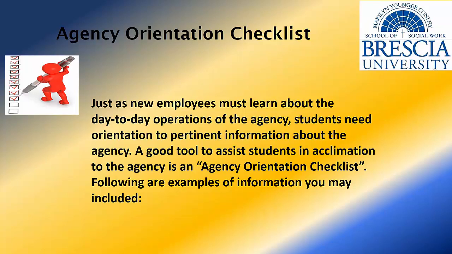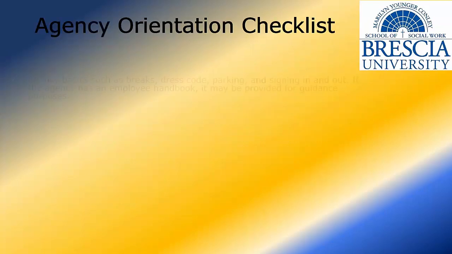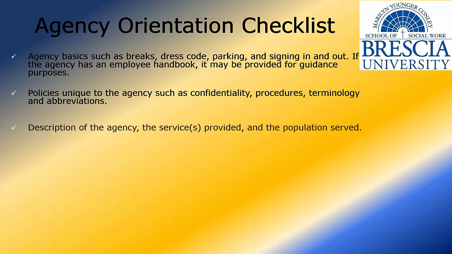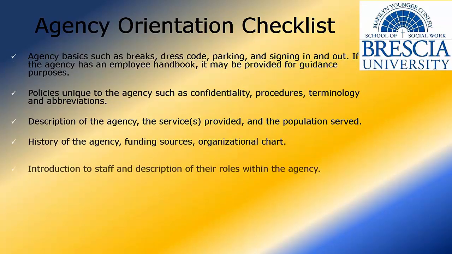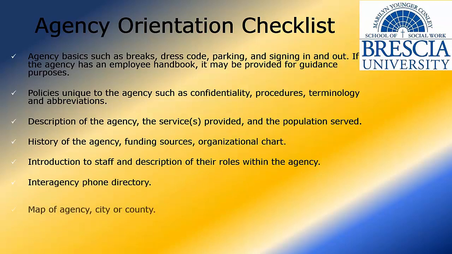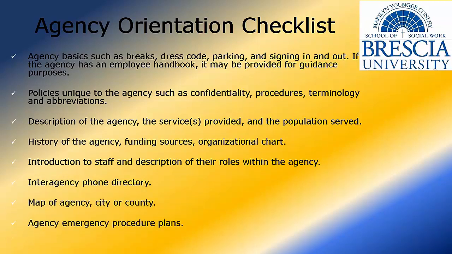One item that can assist students in acclimating to the field agency is an agency orientation checklist. Items that may be included on the checklist are agency basics such as breaks, dress code, parking, and signing in and out. If the agency has an employee handbook, it may be provided for guidance purposes. Policies unique to the agency such as confidentiality, procedures, terminology, and abbreviations. Description of the agency, the services provided, and the population served.